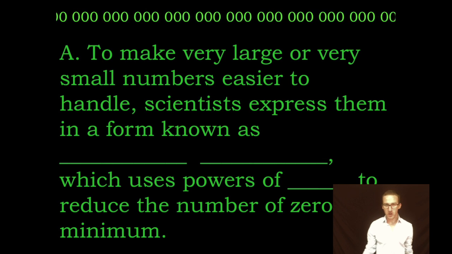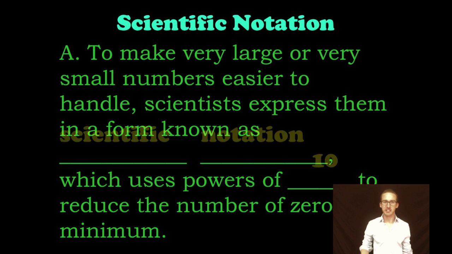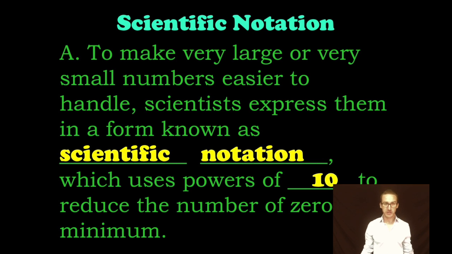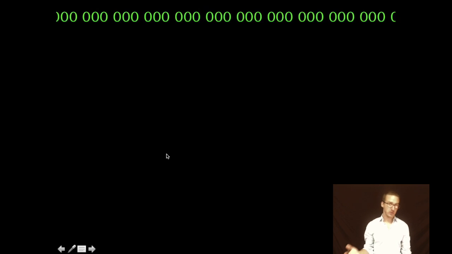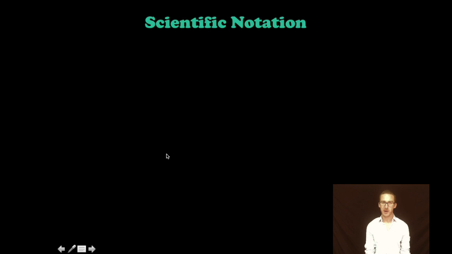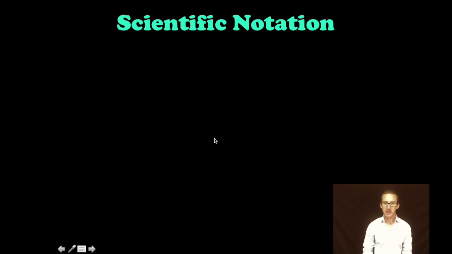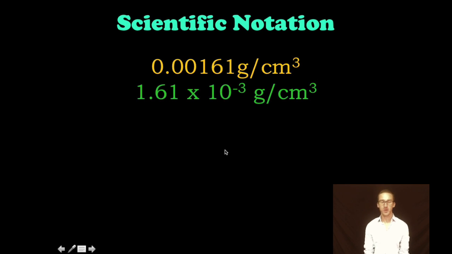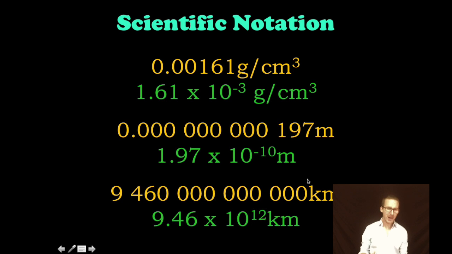Okay, so to make very large or very small numbers easier to handle, scientists express them in a form known as scientific notation, which just uses powers of 10 to reduce the number of zeros to a minimum. As you take a look at your screen, you've got a googol running across there, one followed by 100 zeros, but some more common numbers that you will see include things like this. So these numbers here in yellow are numbers in standard notation, and in green are those exact same numbers with the exact same value in scientific notation.